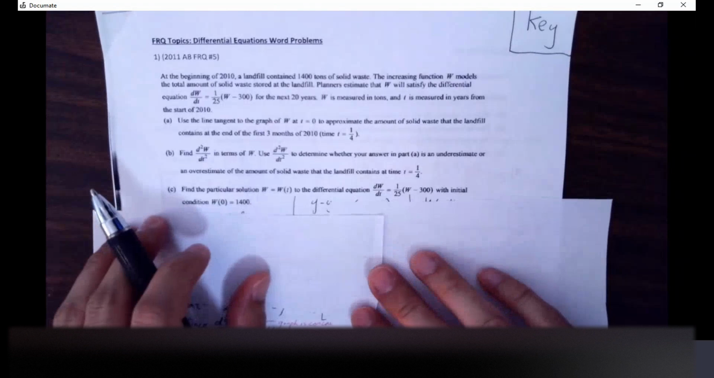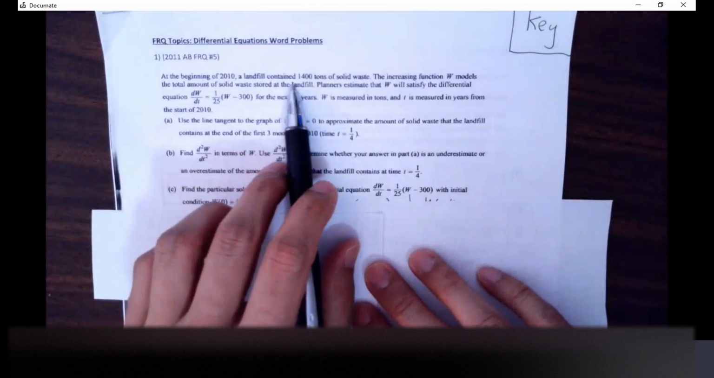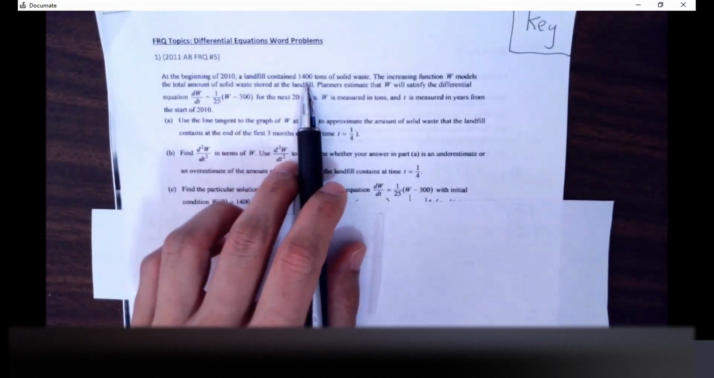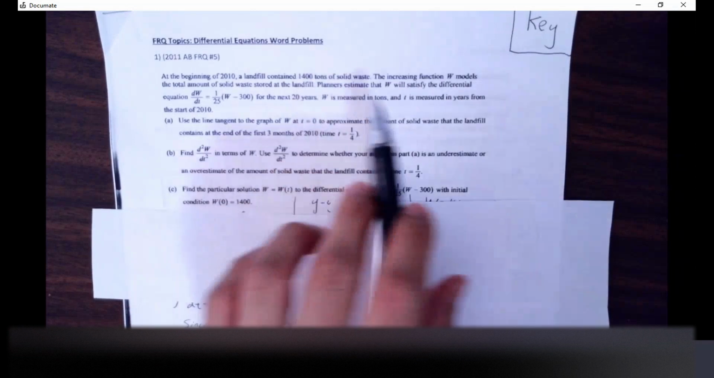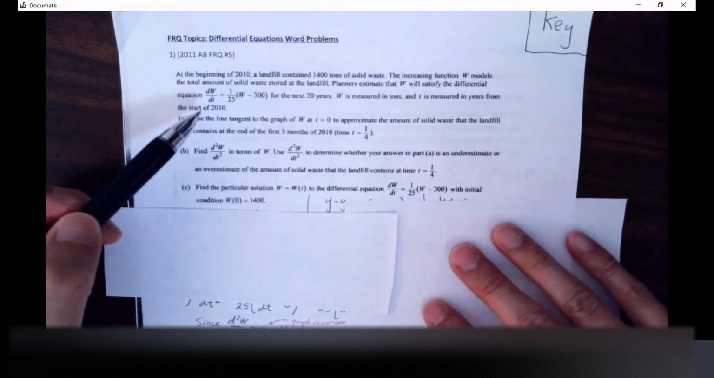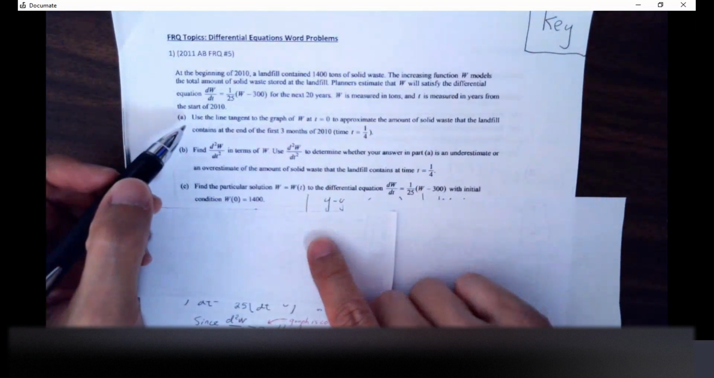Hey everyone, let's go over differential equations, some of these word problems from this worksheet. So let me read the problem here. At the beginning of 2010, a landfill contained 1,400 tons of solid waste. The increasing function W models the total amount of solid waste stored at the landfill. Planners estimate that W will satisfy the differential equation dW/dt equals 1/25 (W minus 300) for the next 20 years. W is measured in tons and t is measured in years from the start of 2010.